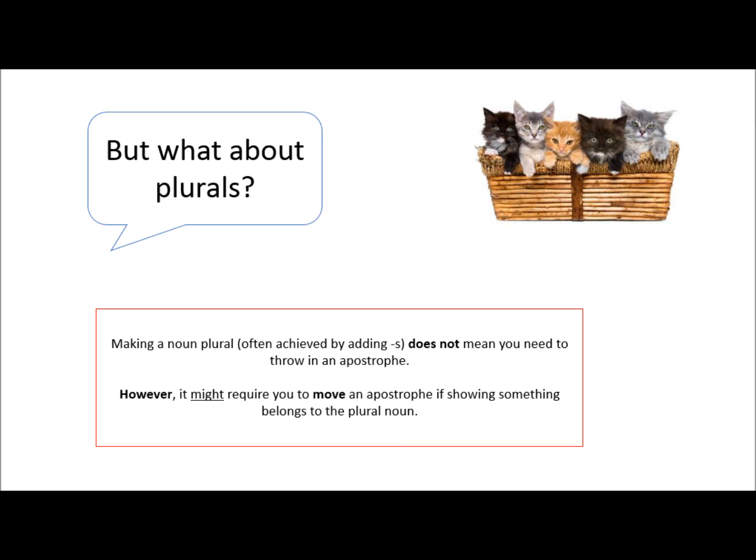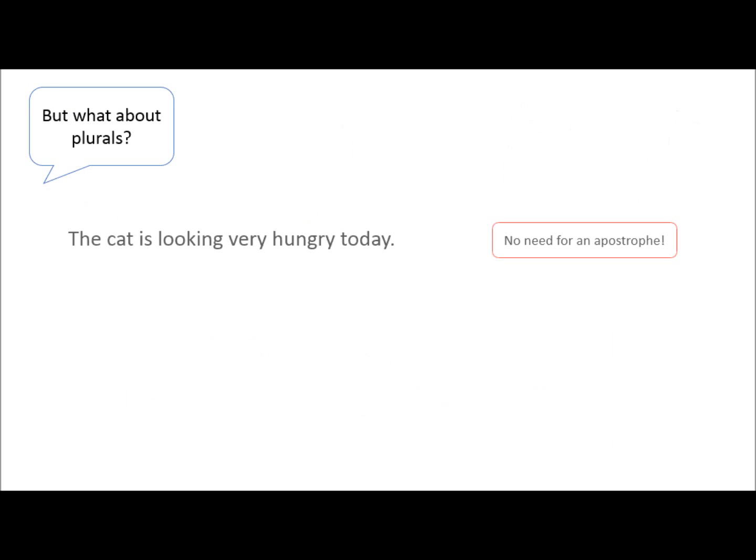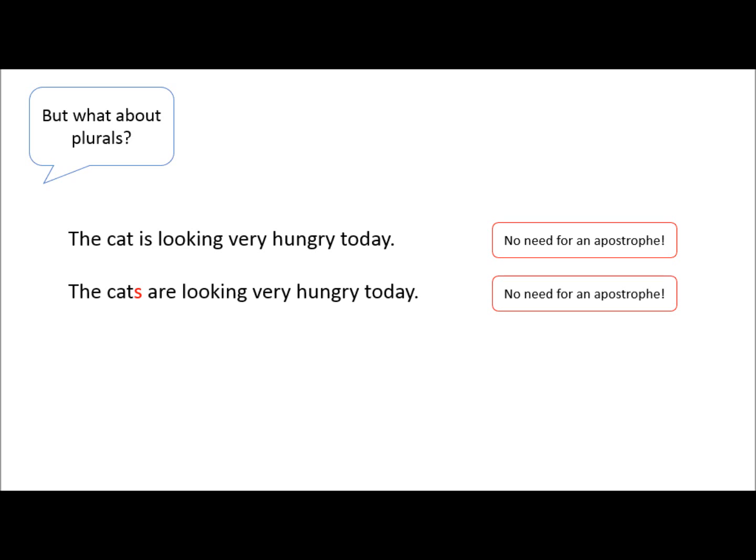Let's see an example of having to move an apostrophe by thinking again about cats. A sentence like the cat is looking very hungry today requires no apostrophe. The sentence the cats are looking very hungry today also requires no apostrophe. We have simply made the noun cat plural.